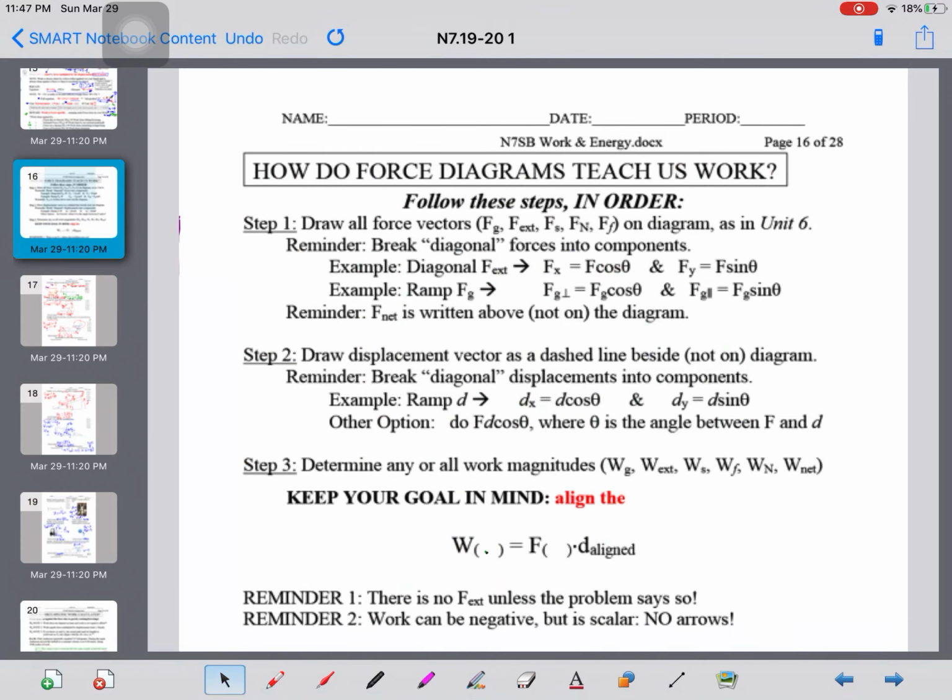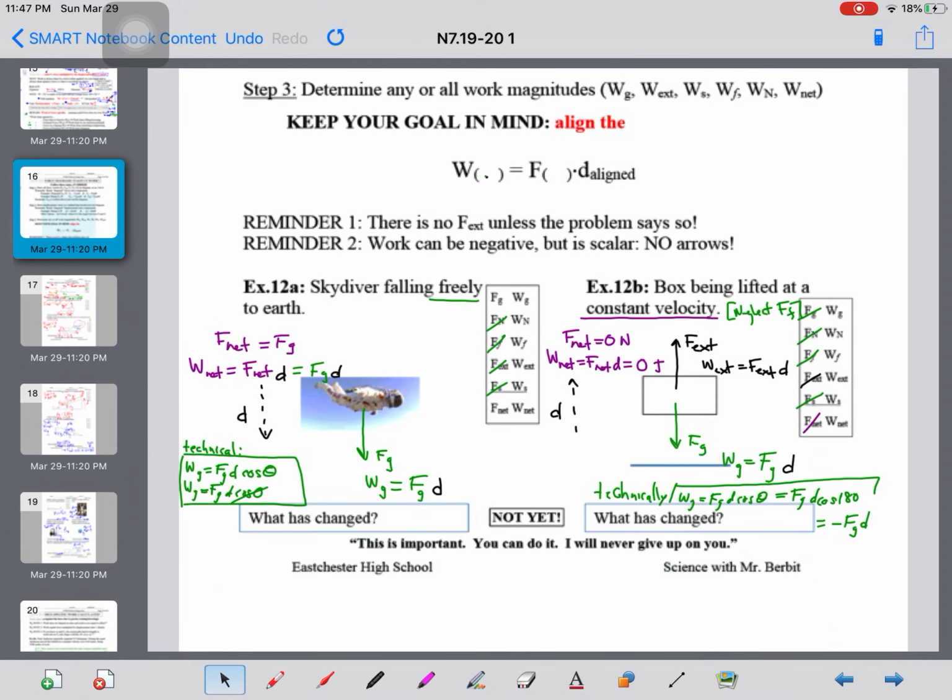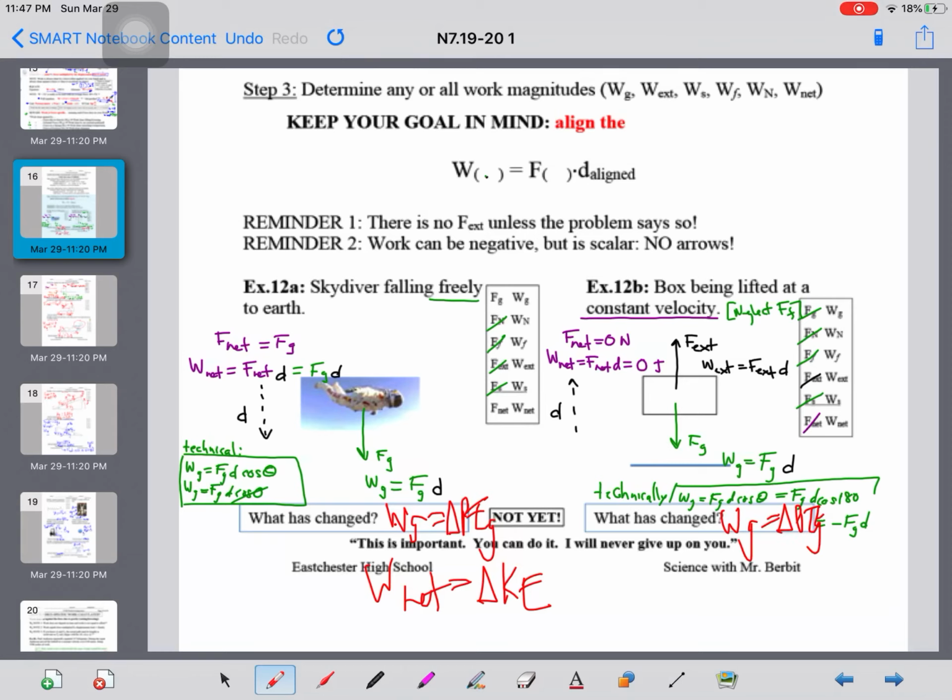All right, let's go back to 16. Maybe there's one or two down here. All right, skydiver falling freely. Well, we got WG. So there's a change in potential energy. We know that. You can see that. There's also a W net. So there's a change in KE. Cool. This box being lifted, there's a WG. So there's a change in PEG. Pardon me. And there you go. No W net. So that's that.